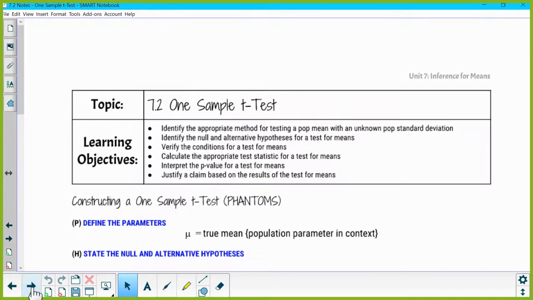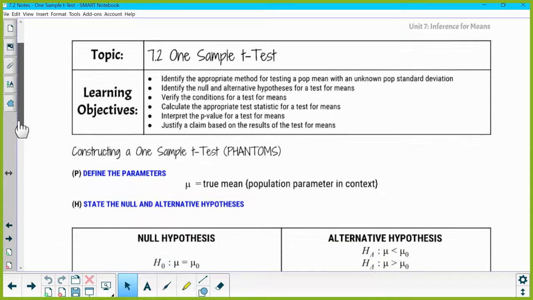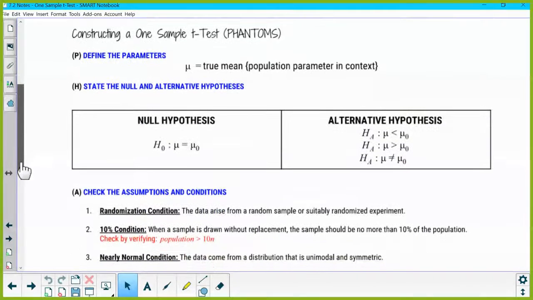Today, we are going to go over the one sample t-test. Basically, we're going to go through the steps of PHANTOMS as we did with our one sample proportion, our two sample proportion, and a kind of modified version of PHANTOMS when we did chi-squared. So we are just going back through the exact same thing we did when we were dealing with categorical data. However, now we are dealing with quantitative data.